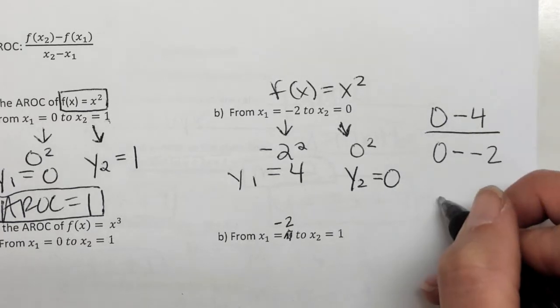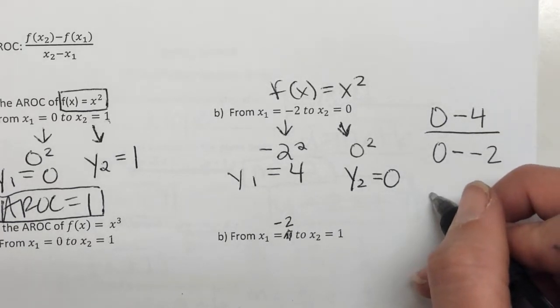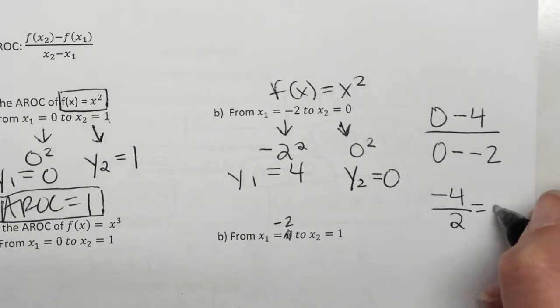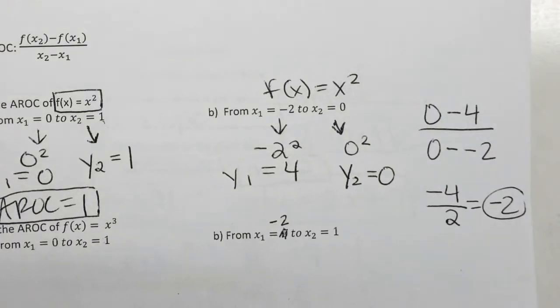Good. So on top we would have, and on bottom, so our average rate of change. Good. Raise your hand if you got that on your own. Okay. Let's do the next one together.